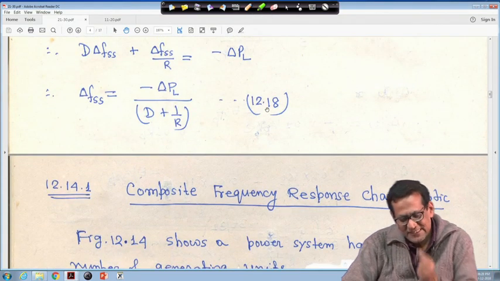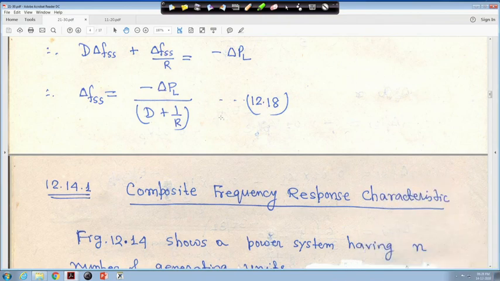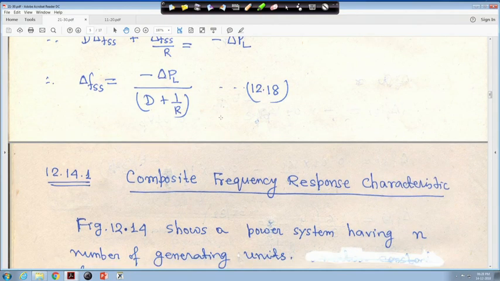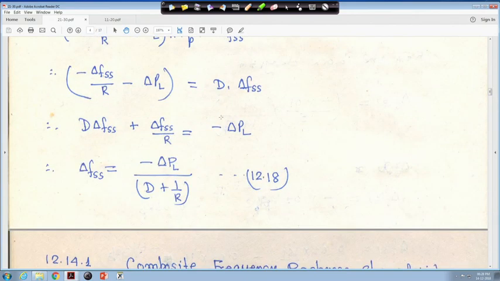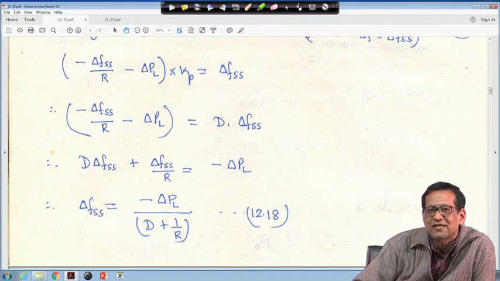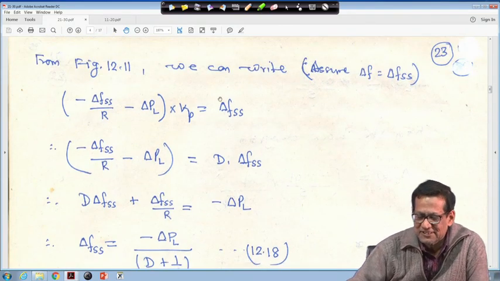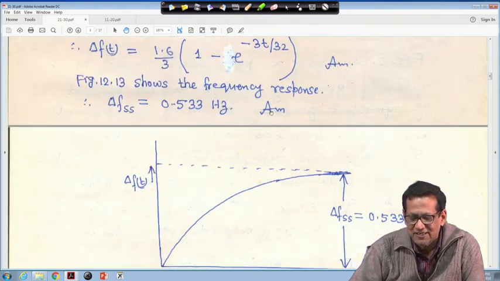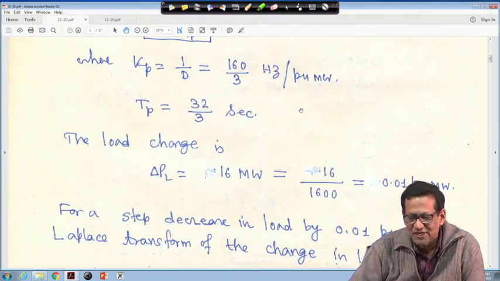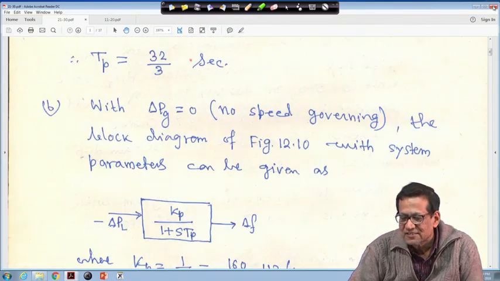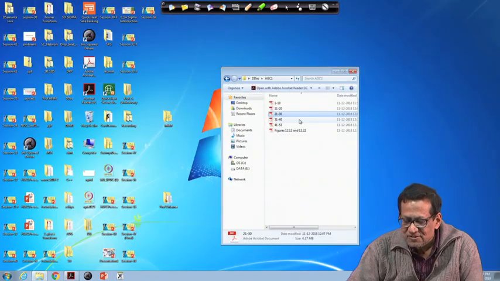Next is the composite frequency response characteristic. One thing I would like to tell is, when we write down the equation delta Pg minus delta PL is equal to 2H upon F0 into d/dt of delta F plus D delta F, right. Before moving to that, I will go back to that equation, just hold on.